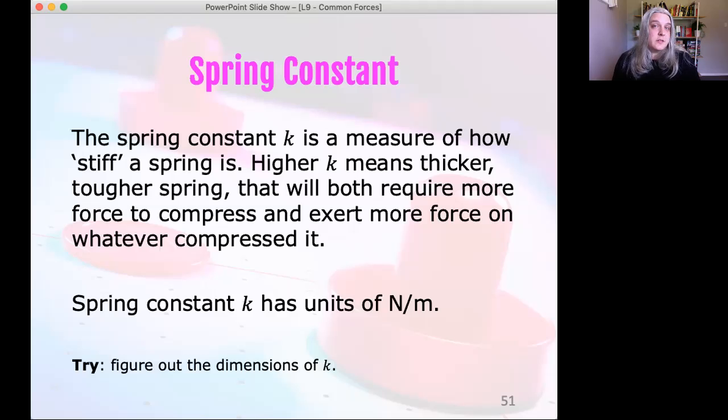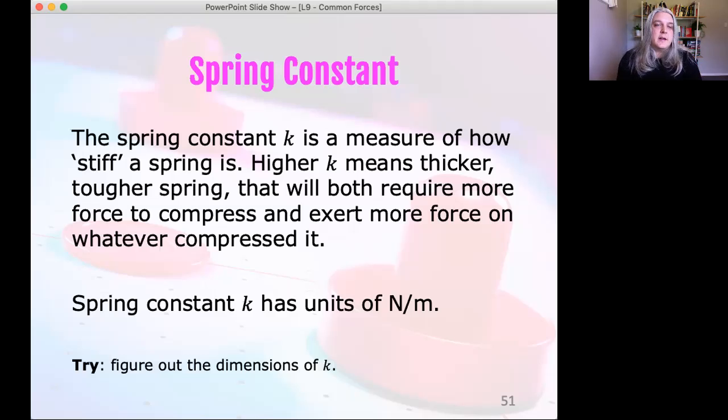Try and figure out the dimensions of K is a good little exercise. I'm not going to do that, but I do thoroughly recommend you have a go at that. Just remember what the dimensions are for newtons, and then you've got the dimensions for meters or length on the bottom as well. So do try and figure that out.